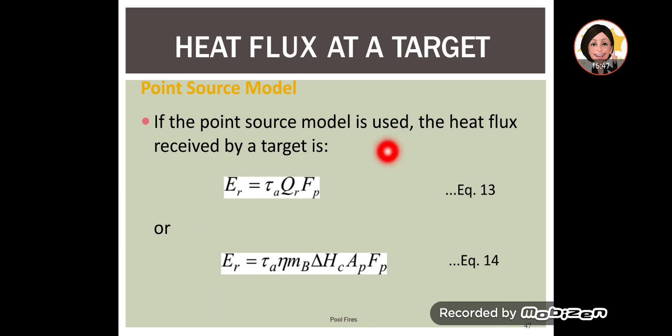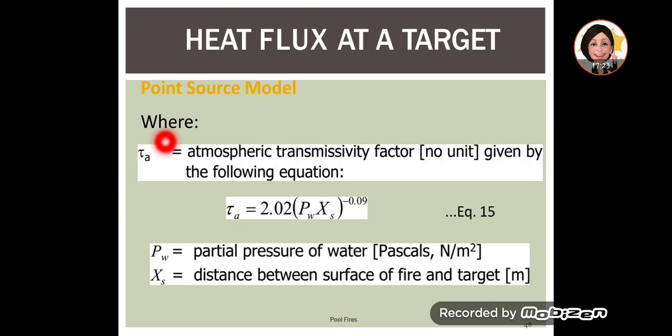The next characteristic is heat flux at the target. Just now it was view factor. If the point source model is used, the heat flux received by a target is explained by the given equation. To calculate the heat flux at a target for a point source model, we use this equation. This is the input from the geometrical view factor. Then we also have the atmospheric transmissivity. Tau A is the atmospheric transmissivity factor, governed by this equation, where we need the partial pressure of water and the distance between the surface of the fire and the target. That gives us the atmospheric transmissivity.